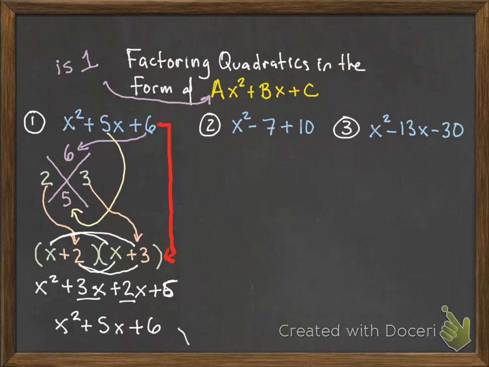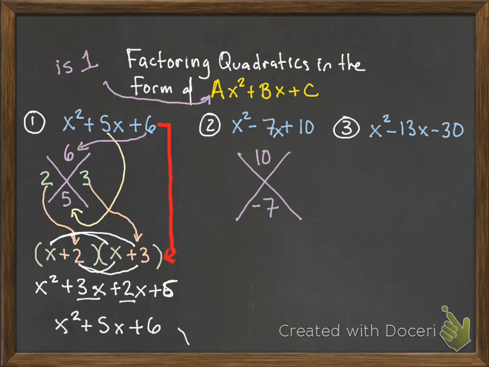So let's do the second one together and see where this takes us. In this case, I say to myself, what two numbers multiply to 10 and add to negative 7? Oops, I should have an x in here too, so sorry about this.